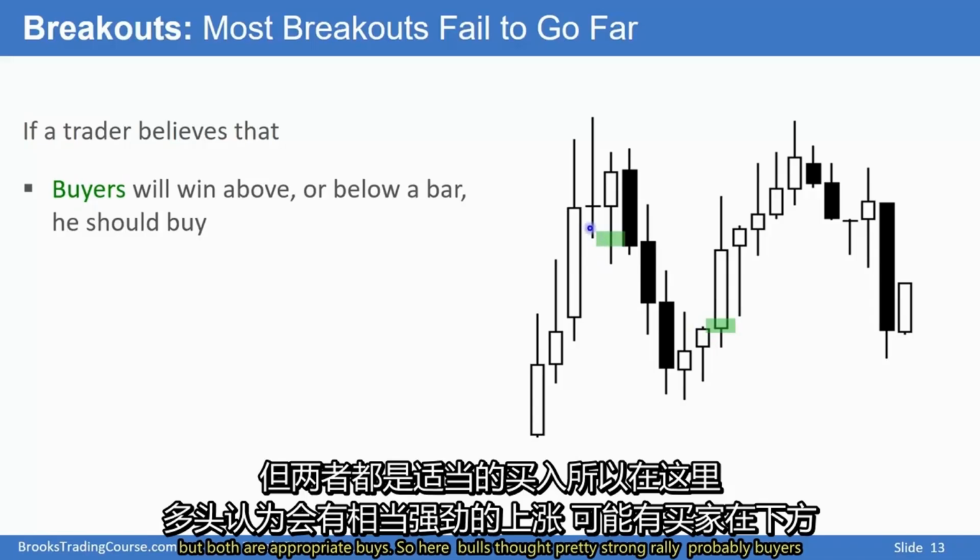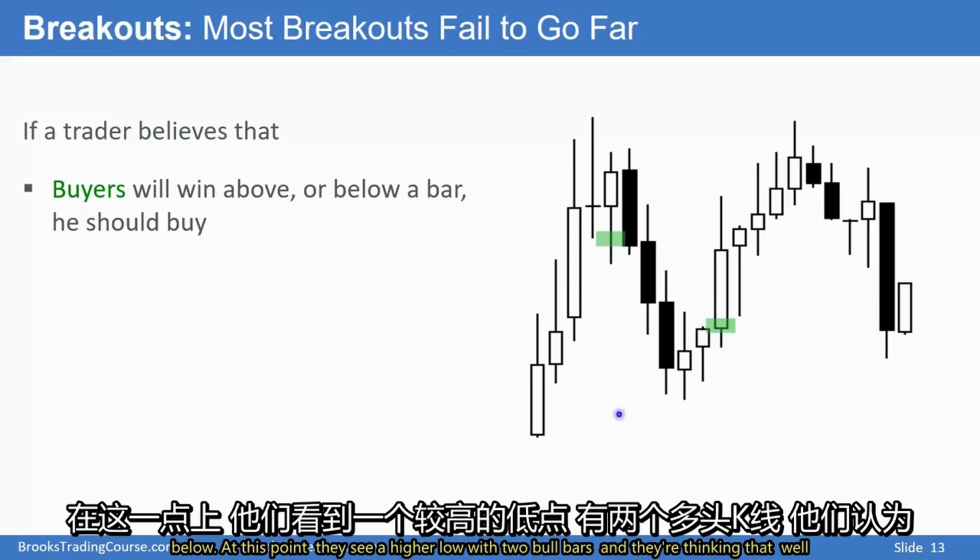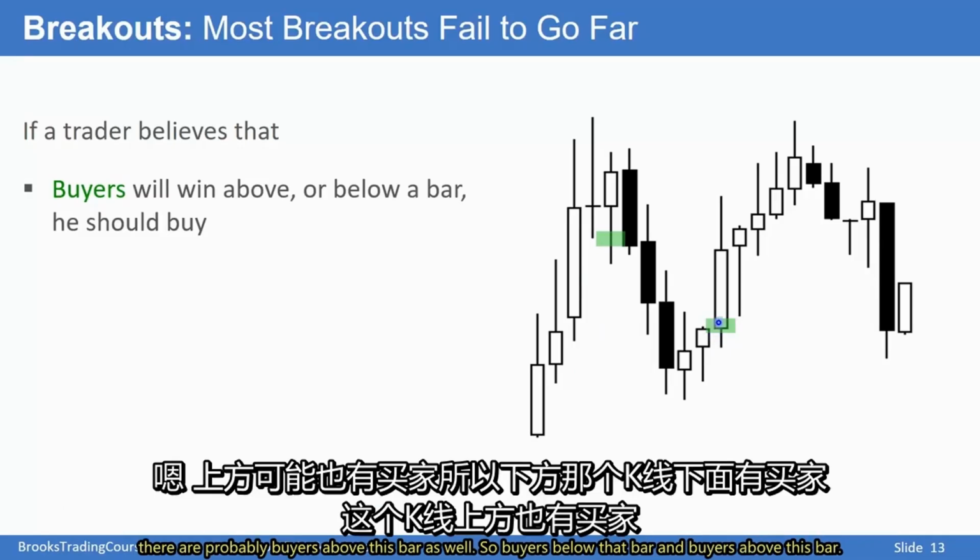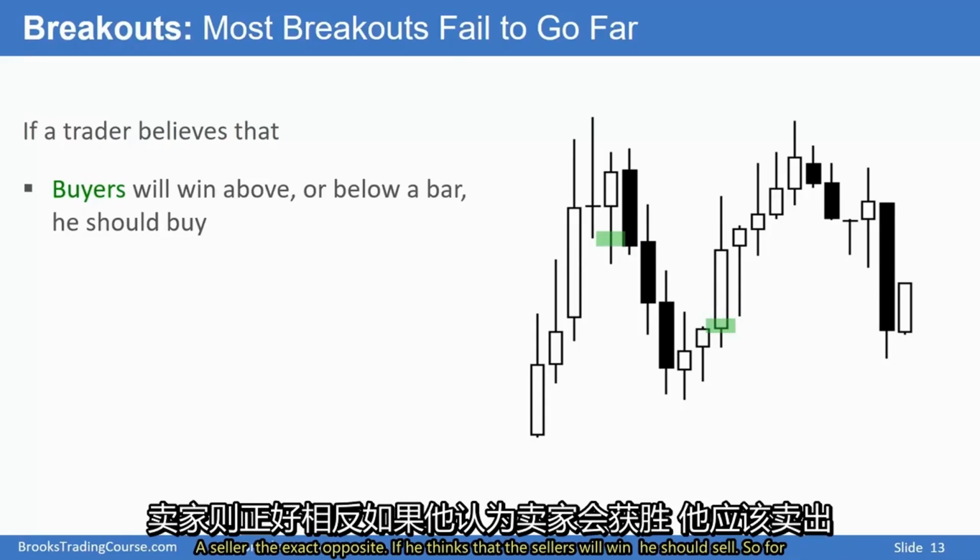So here, bulls thought pretty strong rally, probably buyers below. At this point, they see a higher low with 2 bull bars, and they're thinking that, well, there are probably buyers above this bar as well. So buyers below that bar and buyers above this bar. A seller, the exact opposite. If he thinks that the sellers will win, he should sell.